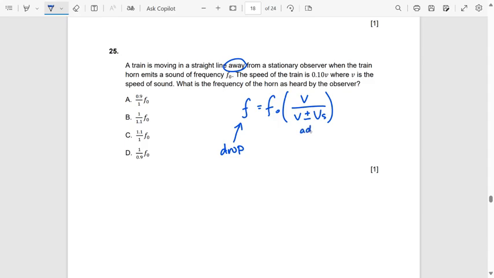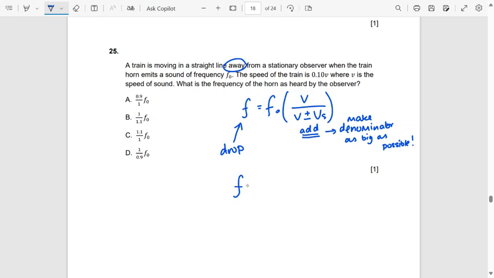So we're going to add here to make the denominator as big as possible. And that's the idea. The bigger this number is down here, the bigger the part of the fraction, the smaller this is. So we're going to add.